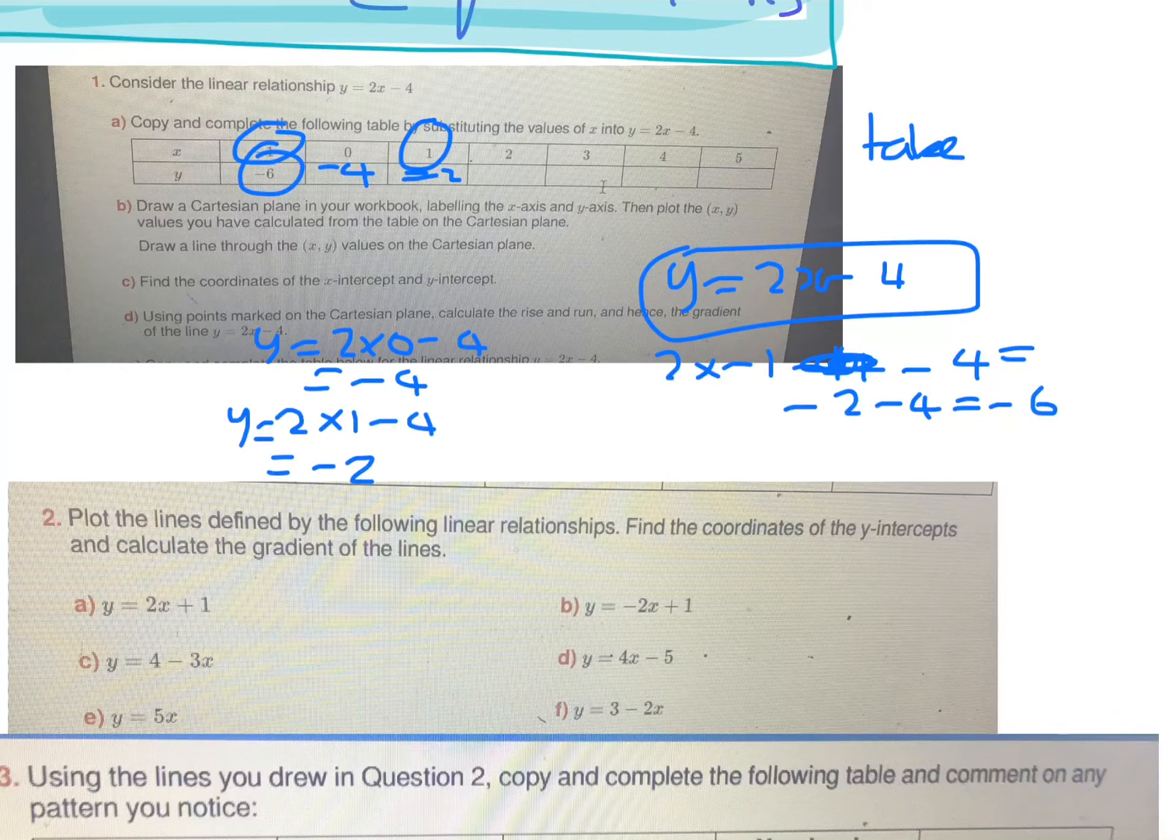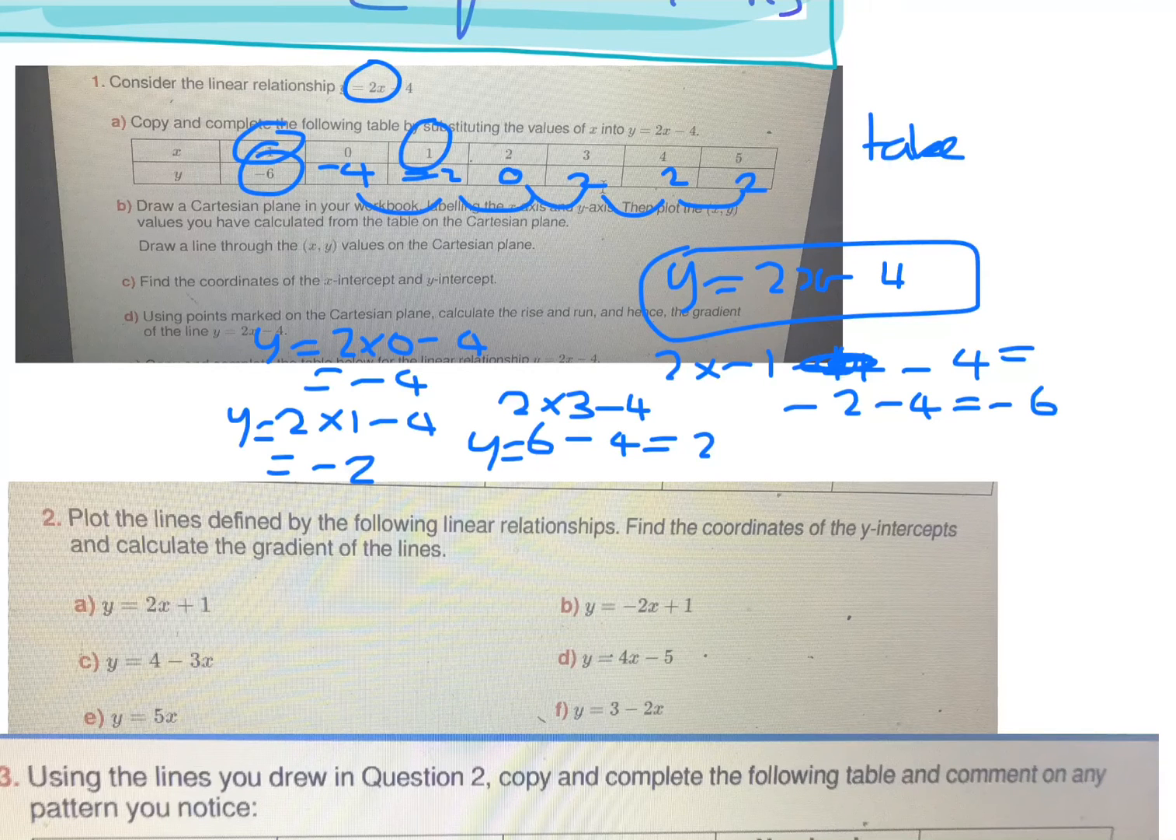And you can probably keep filling the rest of them out because you notice what's happening. It's going up by 2. The next one will be 0. See how it goes up by 2? Even if you did that one, it would be 2 times 3 minus 4, which is 6 minus 4, which is 2. That's the y value. Then you go up by another 2 and up by another 2.